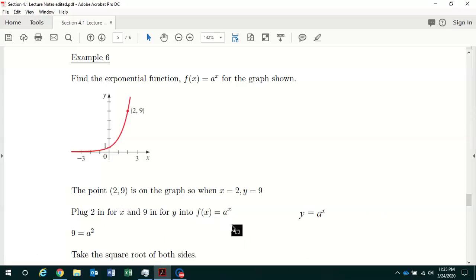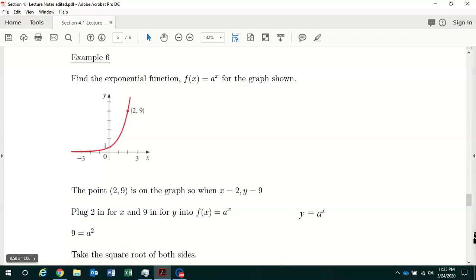In the function f of x equals a to the x, remember, y values and function values are the same. So we can replace the f of x with y, and then plug in 9 for y and 2 for x, because the graph of the function passes through the point (2, 9). This equation has to satisfy that point. So we have 9 is equal to a squared, and now we have to solve for a.